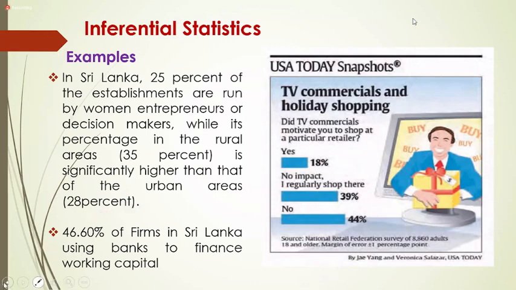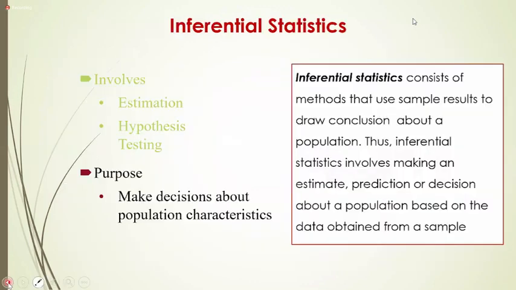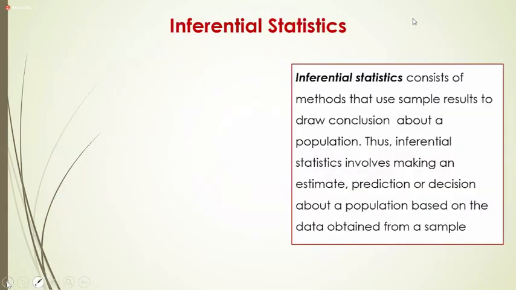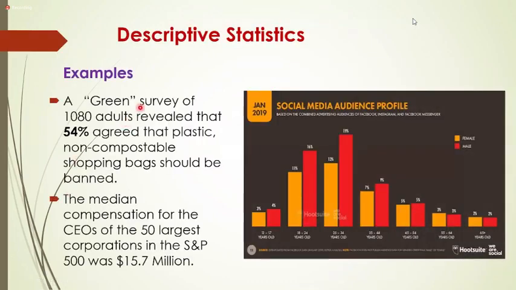If we go to the previous slide, now here in the descriptive statistics, they mention a survey of 1,080 adults. Right? So there is no fact that they made the decision for the whole country. They calculated this measure based only on the 1,080 adults. Here also, the 50 largest corporations. So this indicates these are the descriptive statistics.